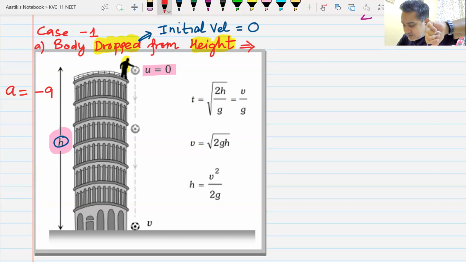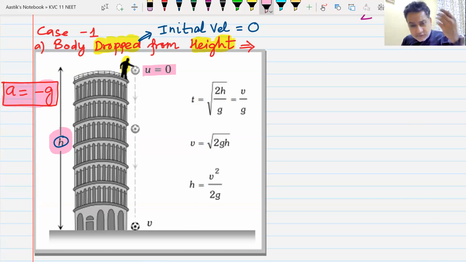It is minus g. Do we understand this? These are the three things that are normally known to us. This a is equal to minus g is always known to us. In this case, this u, initial velocity, is 0. This is known to us. And the third thing that might be known to us will be h, the height from which it is dropped.